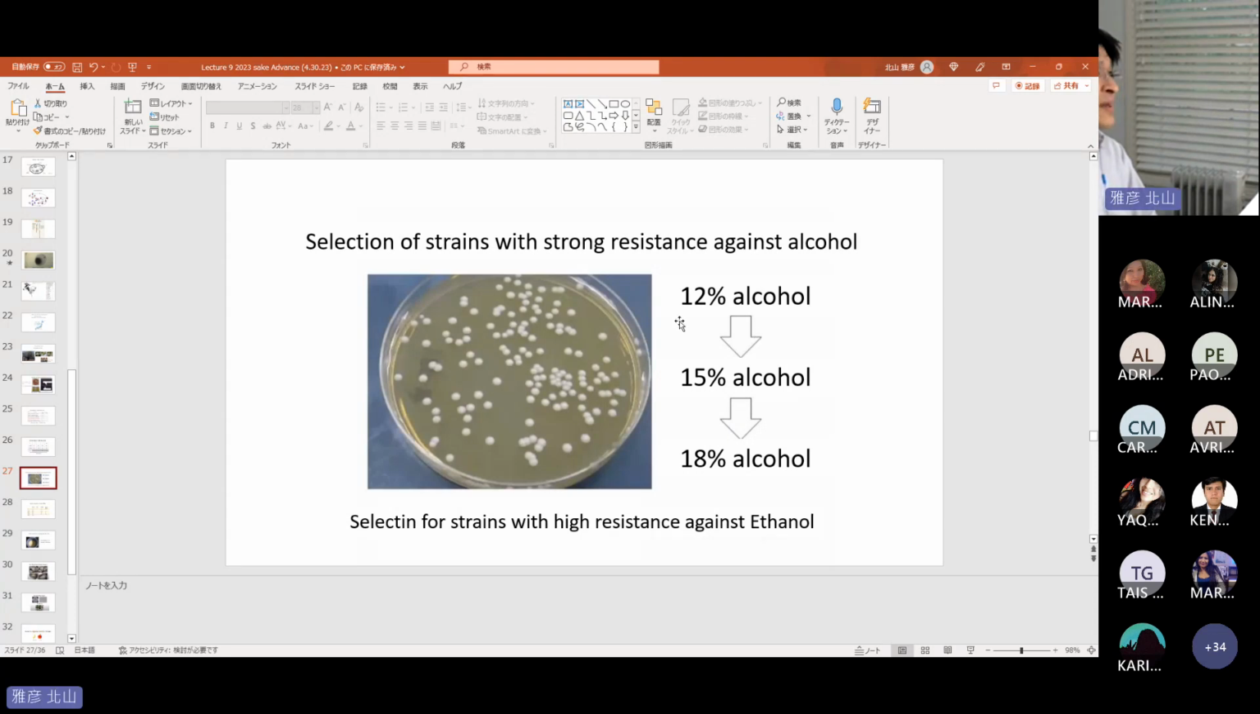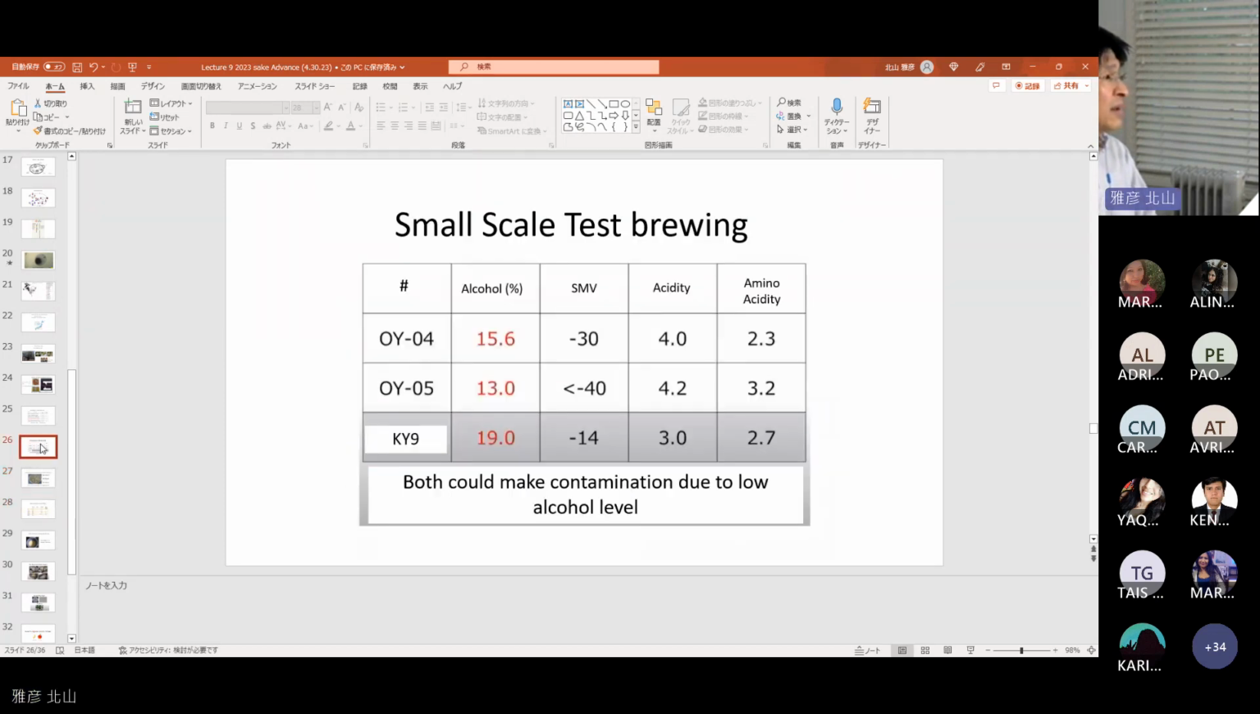Next, they picked up colonies from the agar plate with 12% alcohol and transferred them to another plate with 15% alcohol. They picked up colonies grown on this plate and transferred them to an agar plate with 18% alcohol. And finally, they obtained two strains, from OY04 and OY05, one from each.